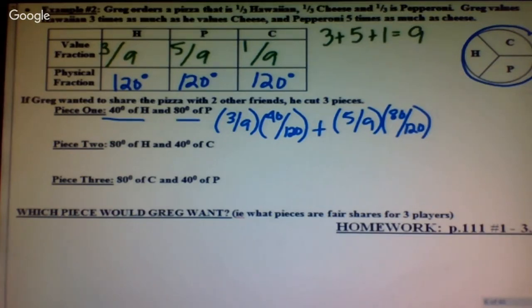I'm gonna move this so I have a little bit of room. I'm gonna plug that in and get an answer. 13 over 27. 13 out of 27.